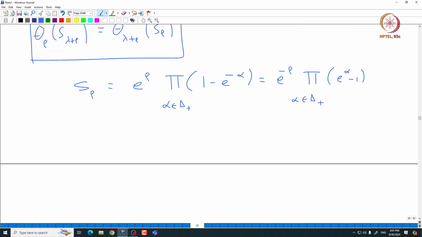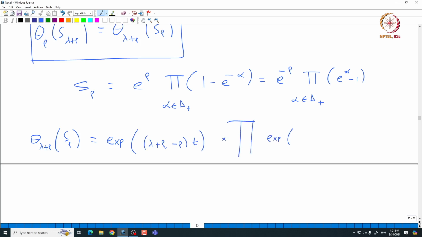So, now if you use this θ_{λ+ρ} applied on S_ρ, then because this is an algebra map, you can actually take this θ inside, and then if you carefully do the computation, you can easily see that this is exactly equal to exp(⟨λ+ρ, −ρ⟩t) times the product of (exp(⟨λ+ρ, α⟩t) − 1), where α runs over Δ⁺. So, this is what we get.